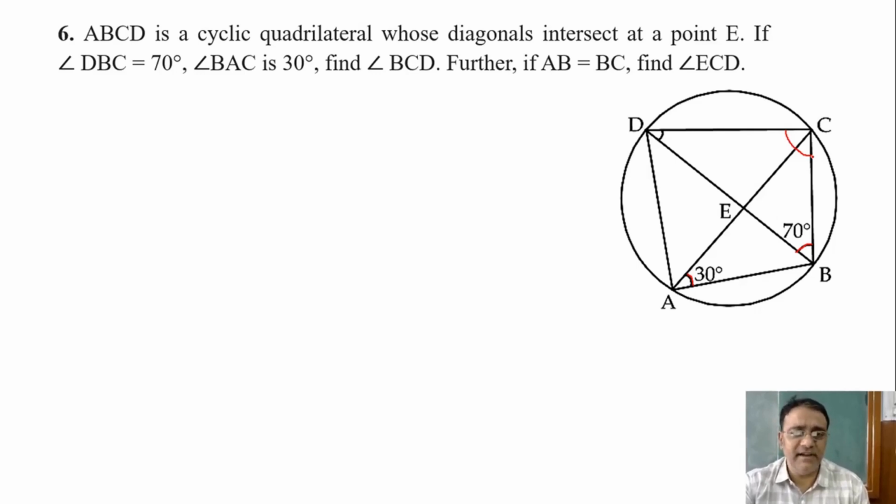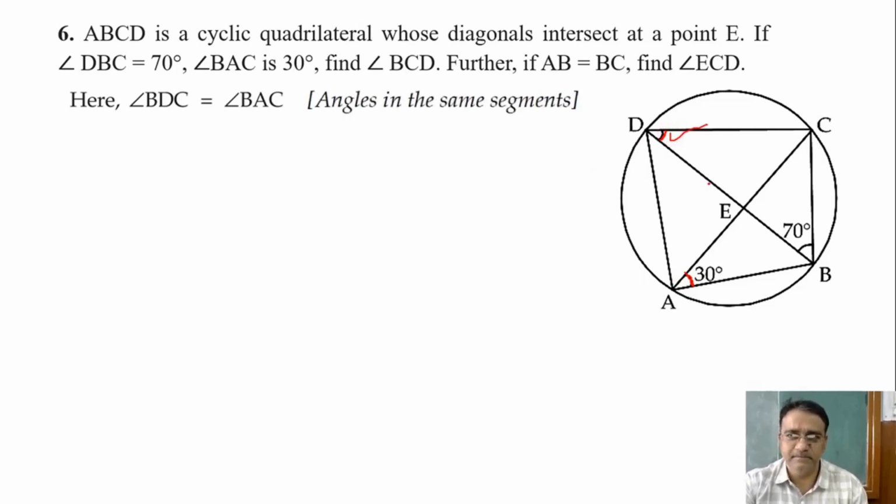So first we will find BDC. First of all, BDC, look carefully, this angle is equal to this angle. Why? Angles in the same segment. Right, angles in the same segment. So this angle is also 30 degrees. So we got the value of this angle.